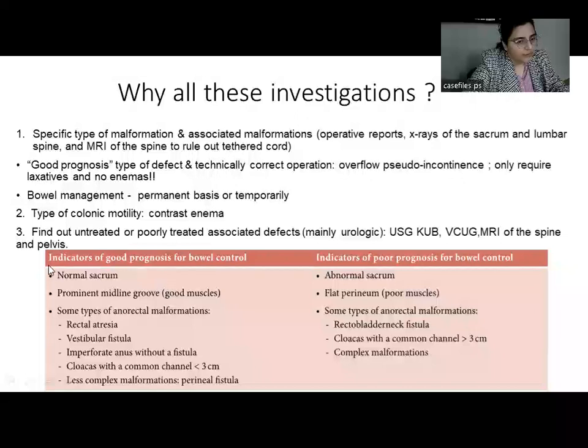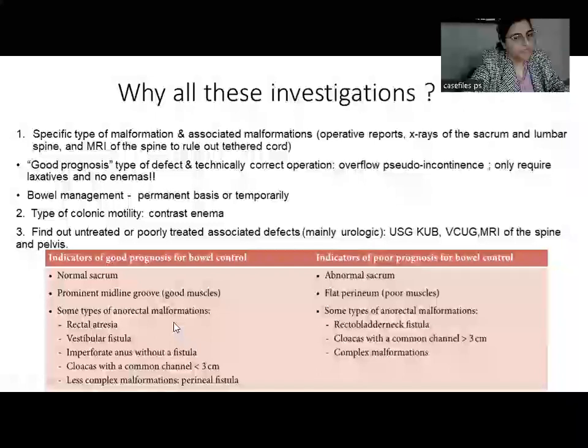In patients who have a good sacrum and who have a prominent midline groove and who have lower ARMs, these patients are considered to be having a good prognosis for bowel control.